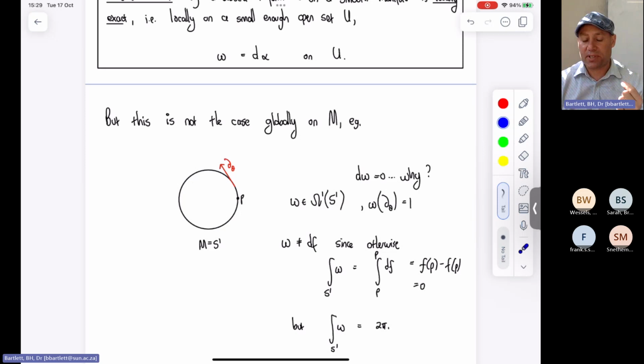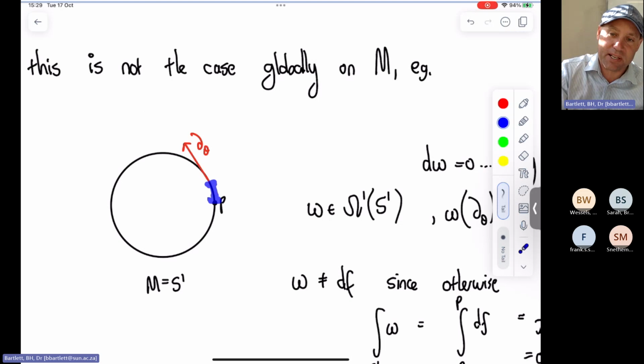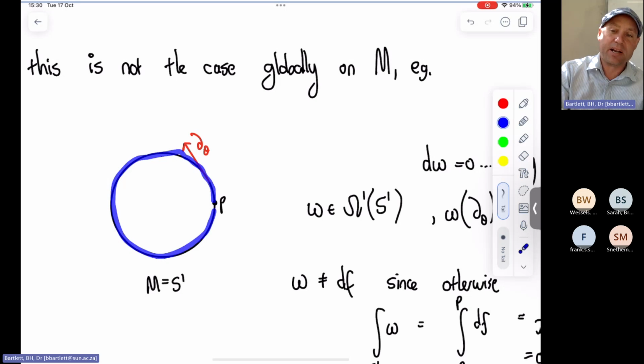Okay, so just to say it in simpler terms, this omega is measuring the change in angle infinitesimally as you move along a certain section. So as I move along this section, my angle is increasing by, say, 0.1 pi. And then along this section, it's changing by 0.1 pi. And along this section, it's another 0.1 pi. So if we add up all those contributions as I move all the way around, I'm going to get 2 pi.